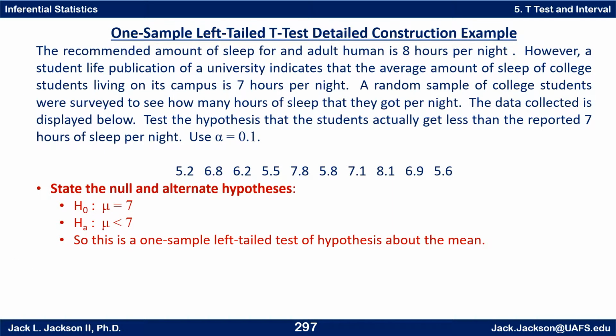So we can proceed. We state the null and alternative hypotheses. The null hypothesis is that the distribution of sample means is approximately normal with mean 7. And the alternative hypothesis is that the mean is less than 7. Notice it says less than here, which is a left-tailed test. We're testing one sample against a hypothesized known mean, so that's going to be a one-sample, in this case left-tailed, t-test.